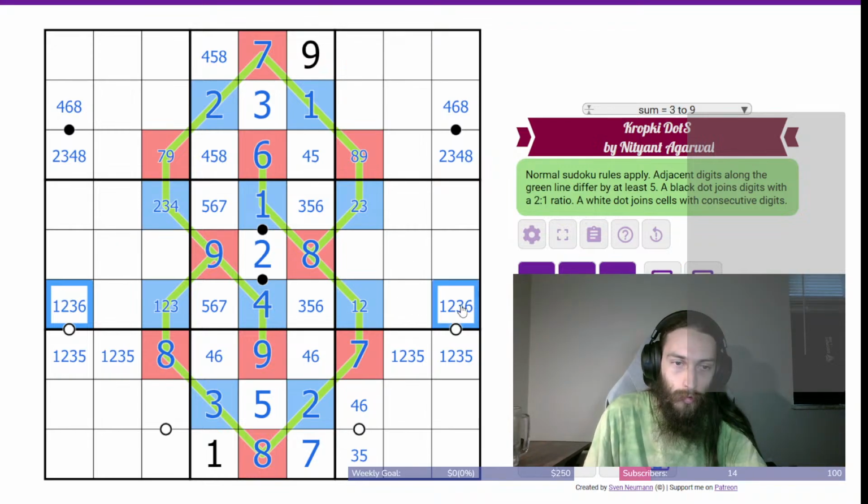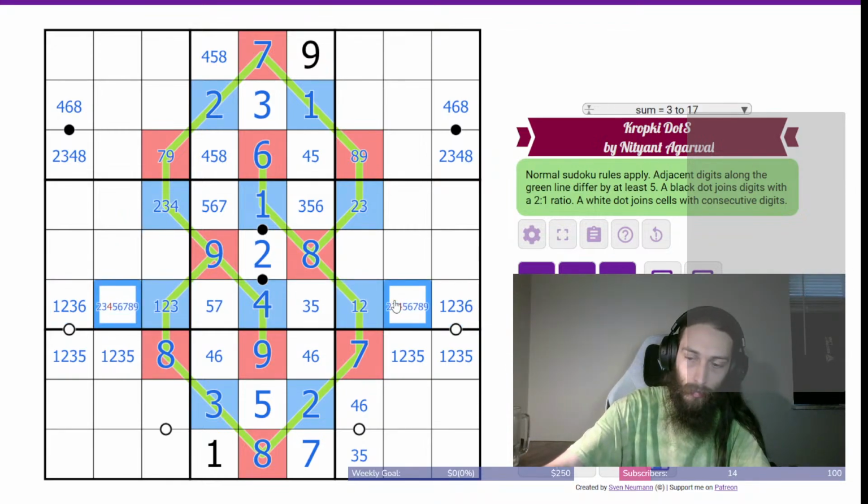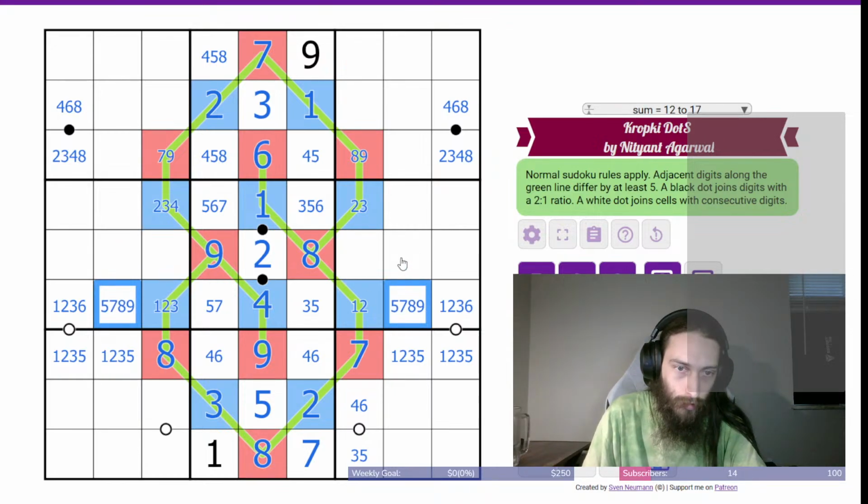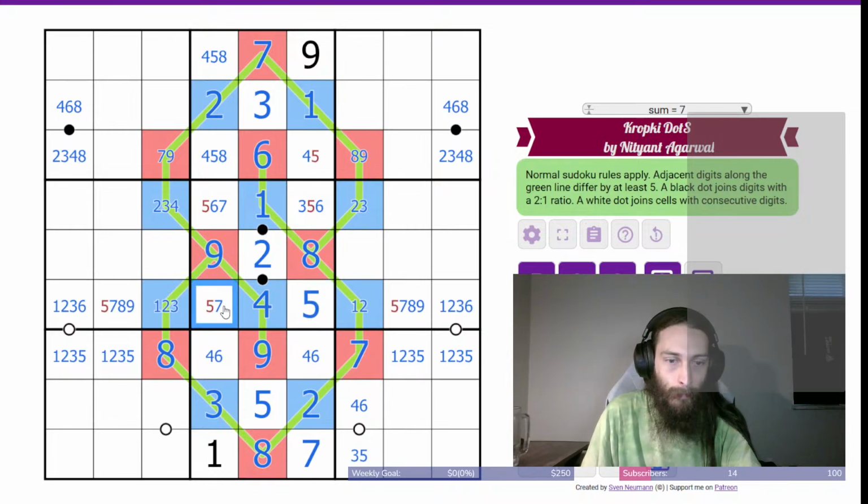1, 2, 3, 6. Okay, 1, 2, 3, 6. These 4 all have to be from the same quadruple of digits, so we can take 6s out of the middle here, and 1, 2, 3, 6, and 4 is removed from what's left over. Oh, this can't be a 3. Yeah, it's a 5 now.